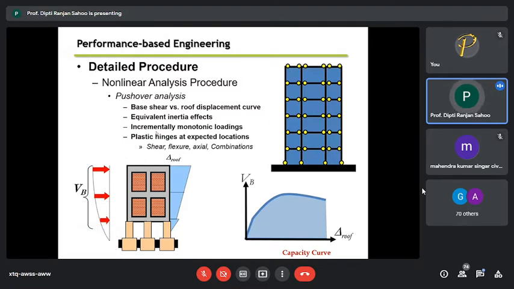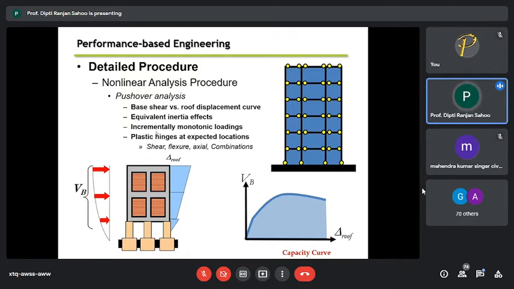So one of the ideal ways to find out the non-linear behavior is to do the non-linear dynamic analysis. Again, which is again very, very complex. So one of the best ways to do this is to do a non-linear static analysis. Although the earthquake ground motions, or the hazard you are looking at, is dynamic, non-linear static analysis gives you a lot of information. It's relatively easier to perform.